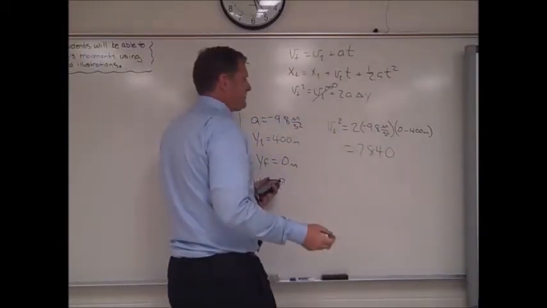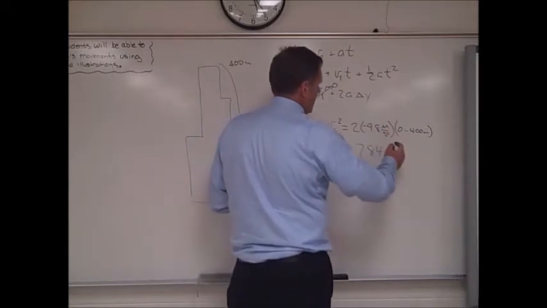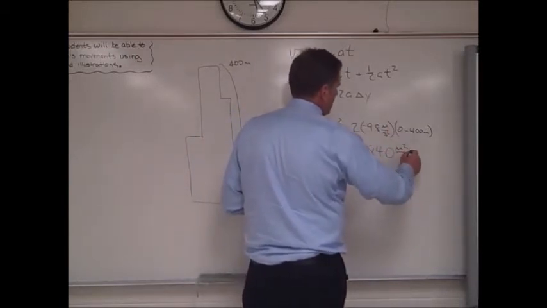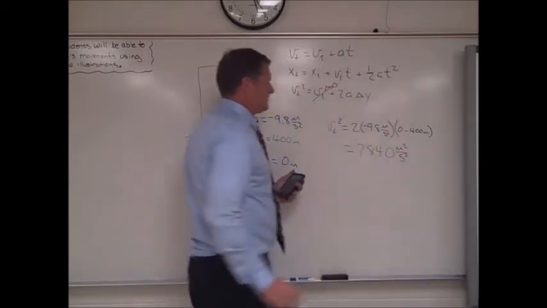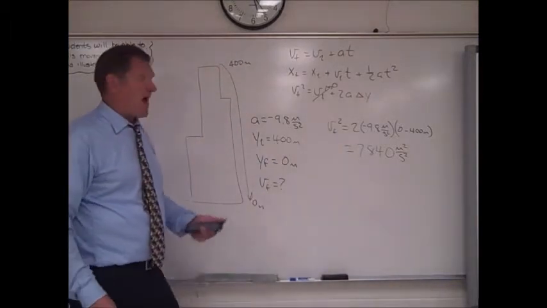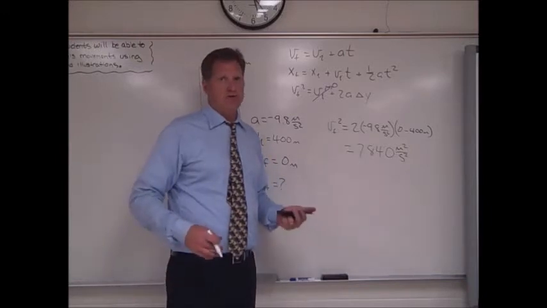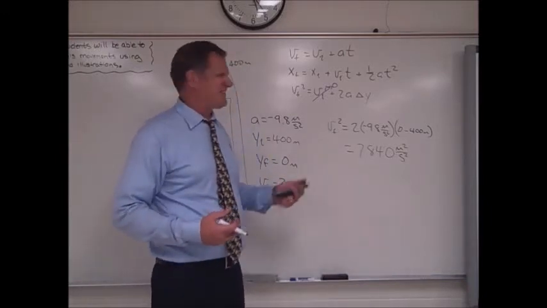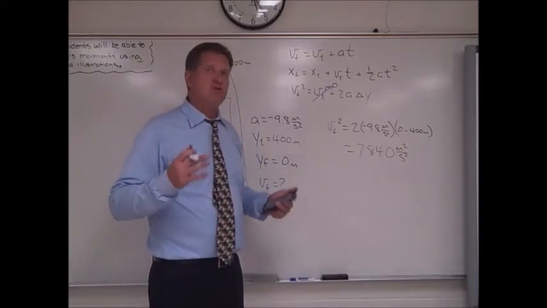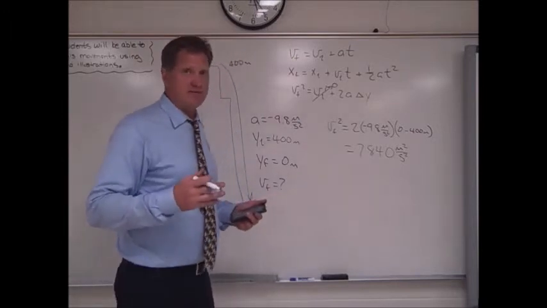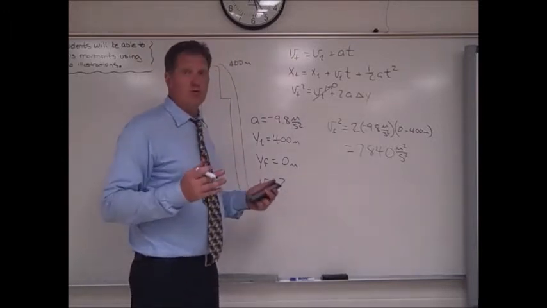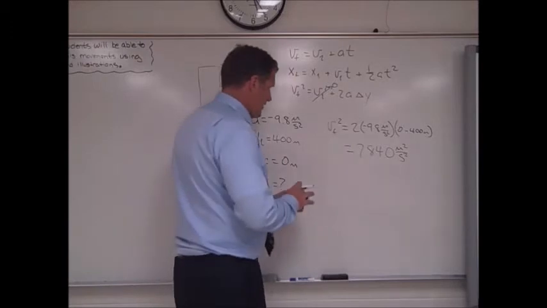7840. That's a pretty big number, and if you look here, I'm landing up with meters squared over seconds squared. Oh, what did I forget to do? I forgot to take the square root. But if you're always writing down what your units are, you won't make this problem because you say, well, meters squared, seconds squared. So you have to write down what your units are. I keep telling you that if you don't do it, you're going to mess up your problem.